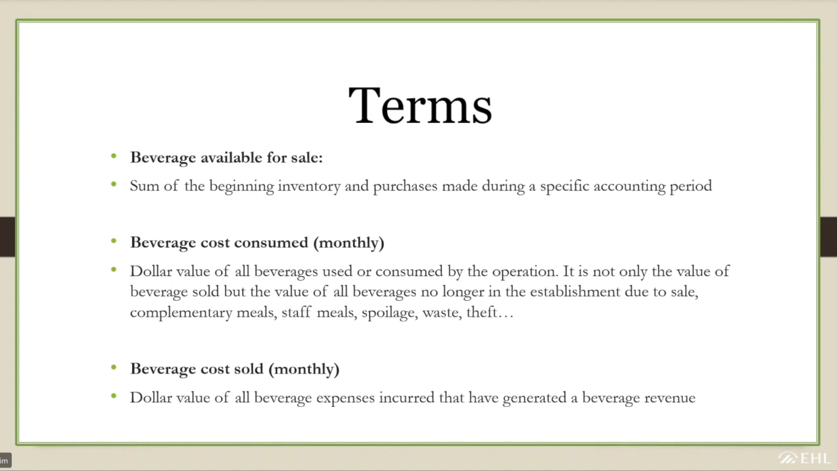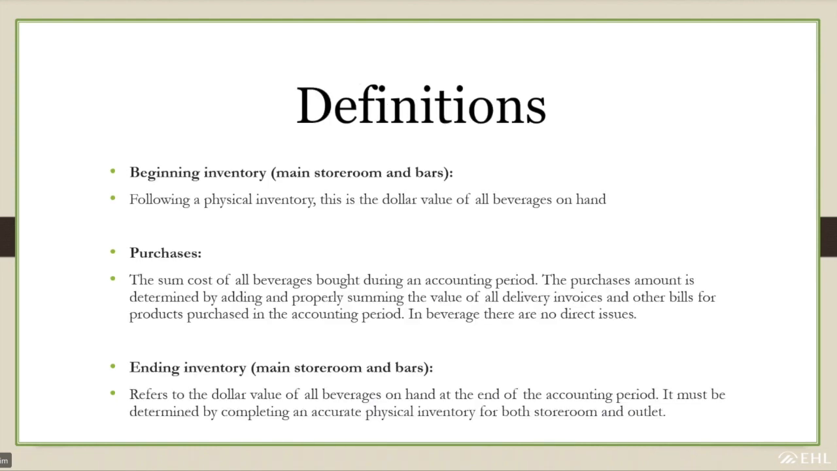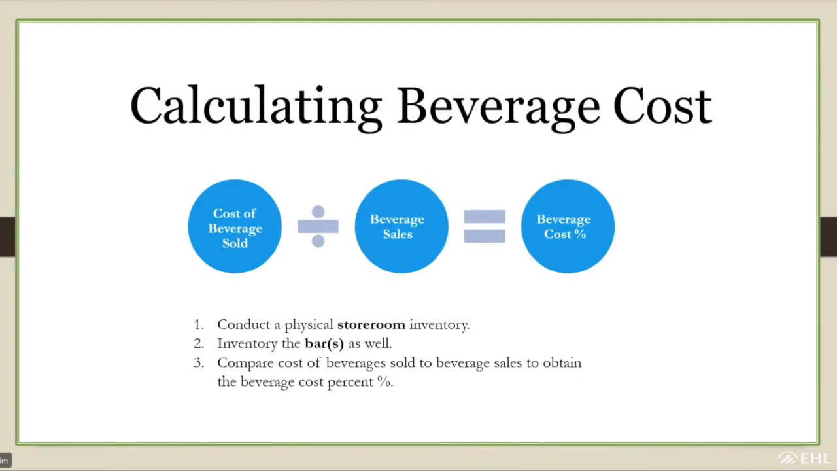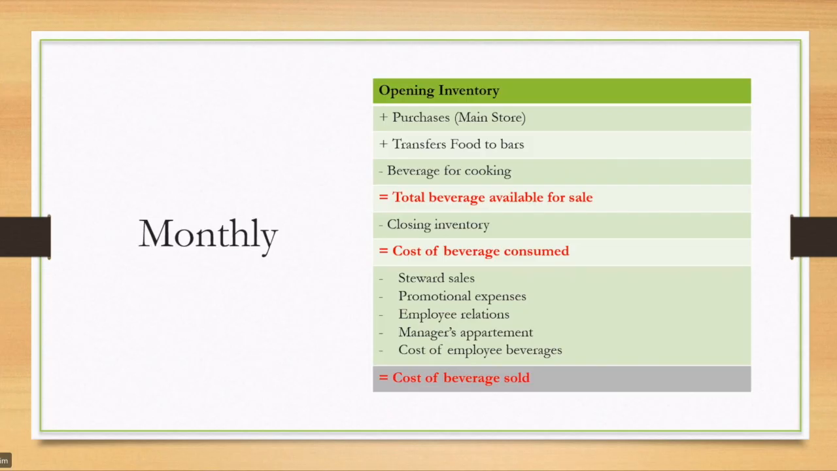So the beverage cost available for sale, beverage consumed, is the total value that's being consumed, not the one that has been sold. And the beginning inventory, purchases, ending inventory is exactly the same. The beverage cost percentage in this case as well, the cost of beverages sold divided by the beverage sales, is the beverage cost percentage. And this is also very important, that you also have a physical inventory of the bars, and compare the cost of beverages sold to beverage sales obtained. Yeah, exactly. That's what we have discussed.